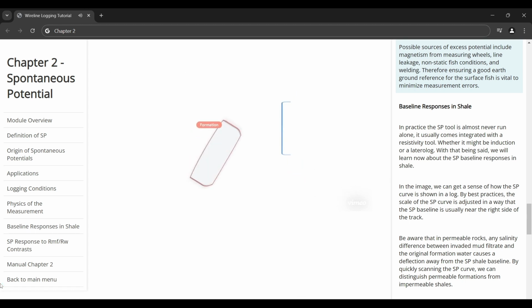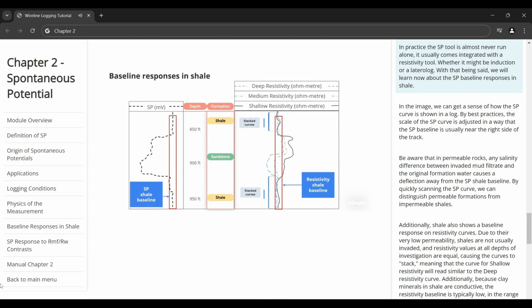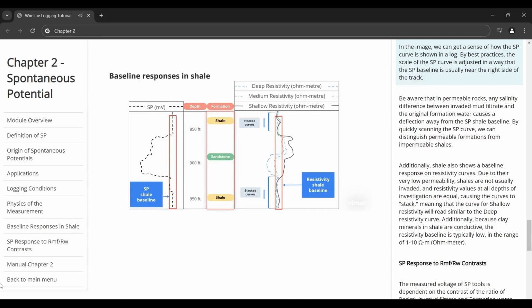In practice, the SP tool is never run alone. It usually comes integrated with a resistivity tool, whether it might be induction or a laterolog. With that being said, we will learn now about the SP baseline response in shale. In the image, we can get a sense of how the SP curve is shown in a log. By best practices, the scale of the SP curve is adjusted in a way that the SP baseline is usually near the right side of the track.